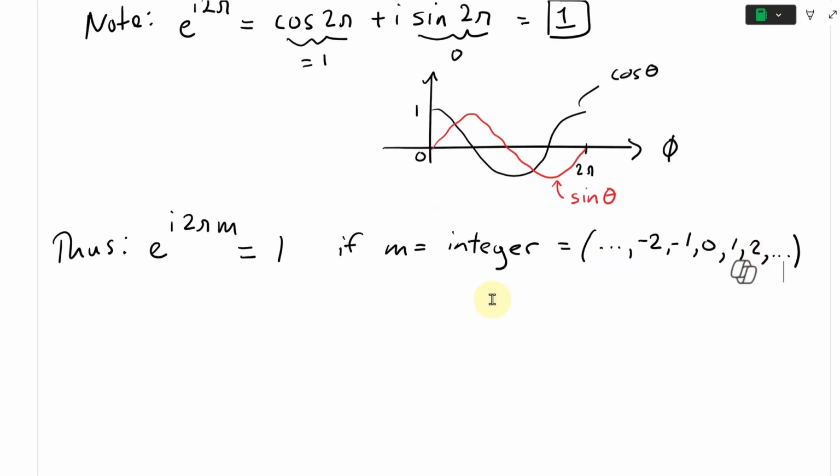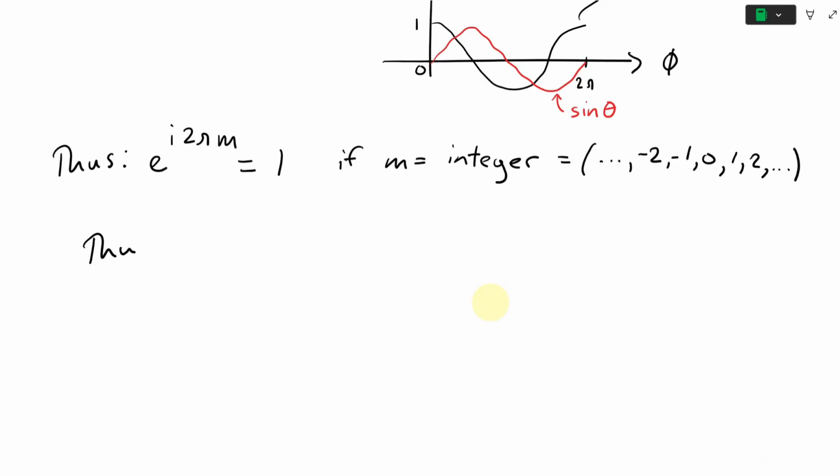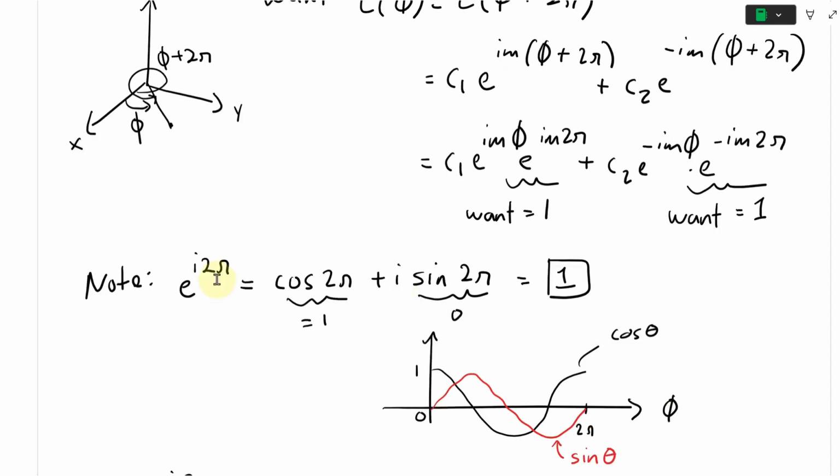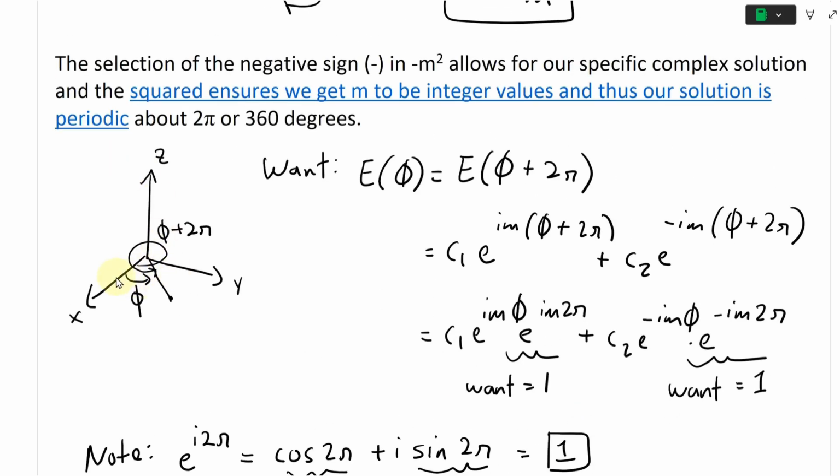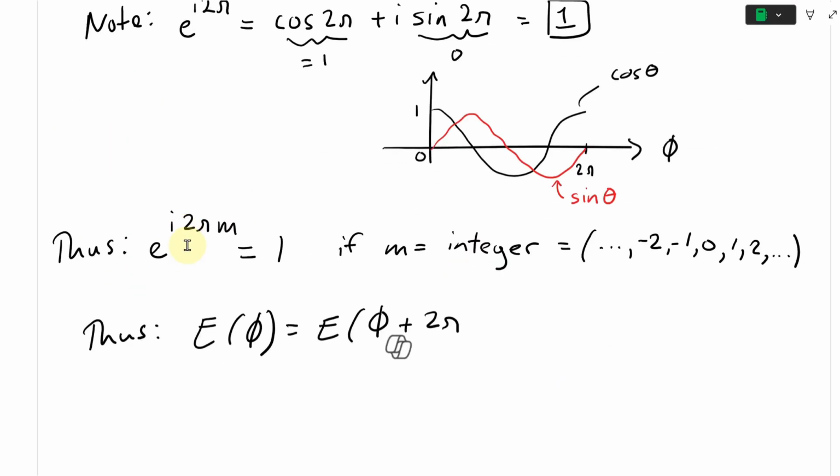So now we know why we picked -m squared. Thus, e to the phi equals e to the phi plus 2 pi, so it repeats every single time. On our spherical domain, every 2 pi goes exactly the same, so it doesn't matter which radians you use; it cycles over and over again. So e to the phi equals e to the phi plus 2 pi, or 360 degrees, if m equals an integer. And that is what we wanted.